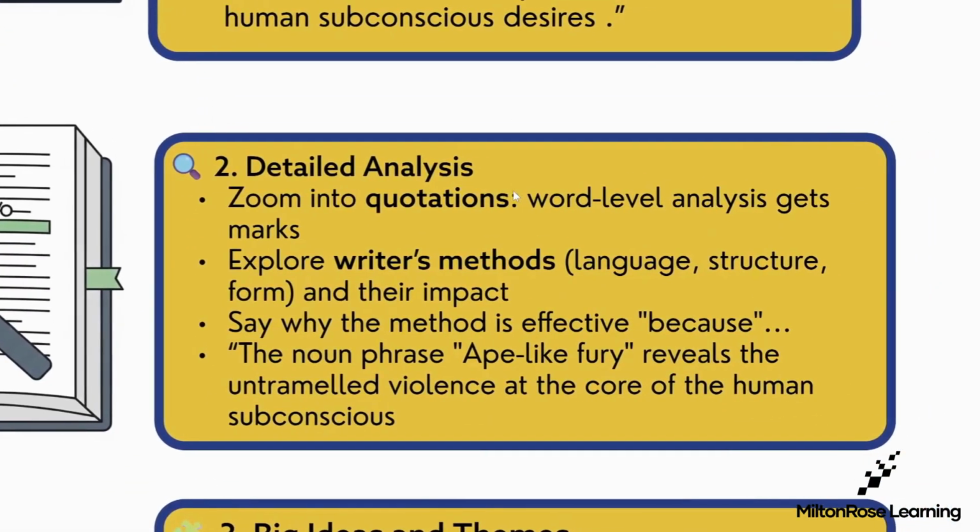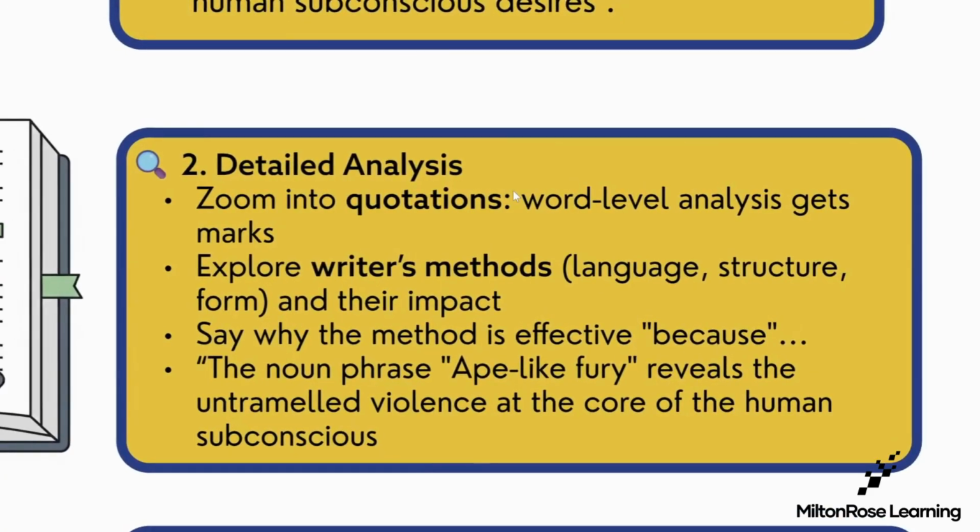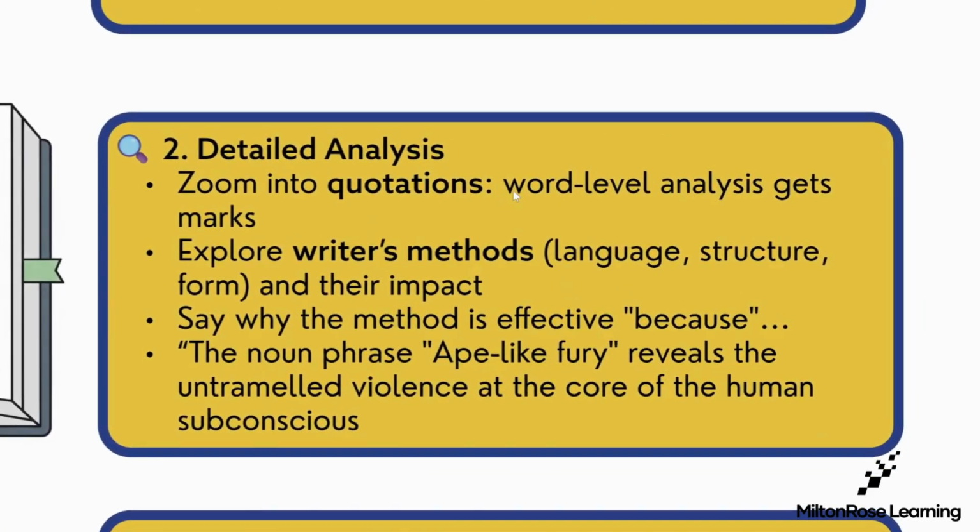Number 2, I would say, is detailed analysis. So here I'm looking for you to be zooming in on key quotes, zoom in on key words in the quotes and phrases. Don't just lump a quote in and go, yeah, it shows this. That's much too vague, okay? Always be precise and zoom in. Very important. Explore the writer's methods, so analyse them in detail, the language choices, the word choices, the connotations, the structure. If you're very clever, the structure of the novella is actually quite interesting as well.